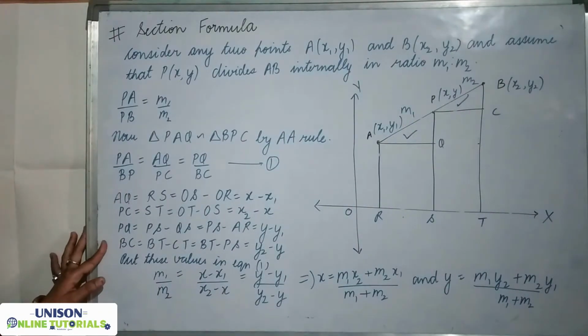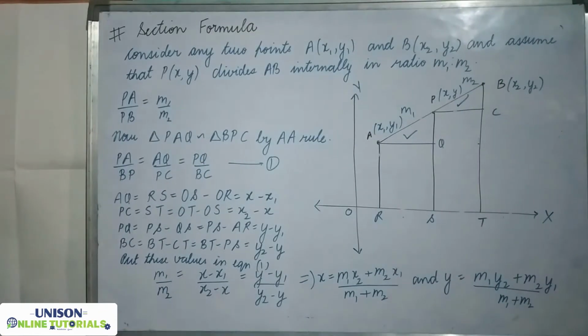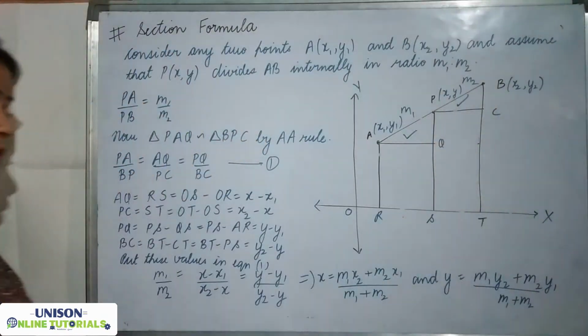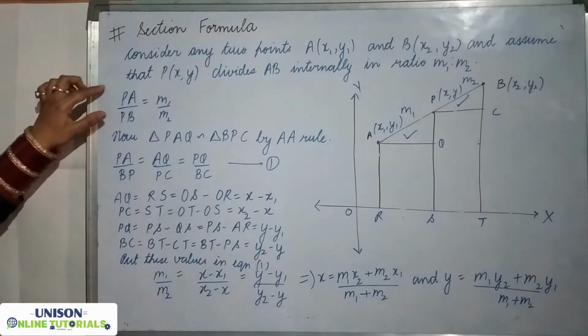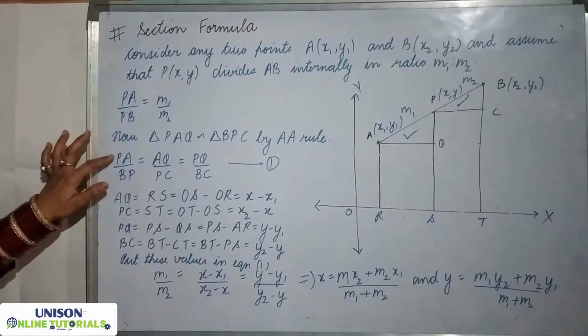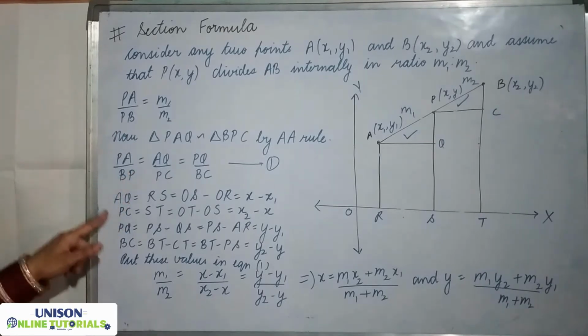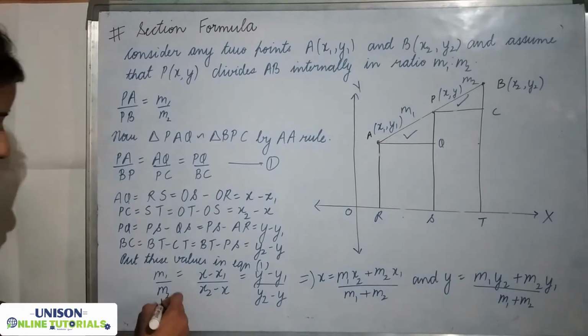Now BC, here BC. Again, BC lies on the y-axis. So you can say that BC equals y2 minus y. Now we have to put these values in equation first. Here, in place of PA upon PB, we can write M1 by M2, and substitute these values of AQ, PC, PQ, BC in equation first. So we get M1 by M2 equals this in terms of the x-axis, and similarly in terms of the y-axis we get these relationships.